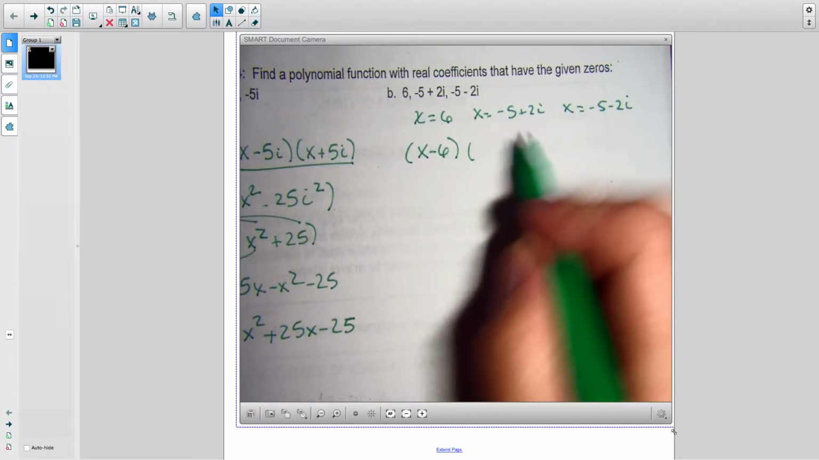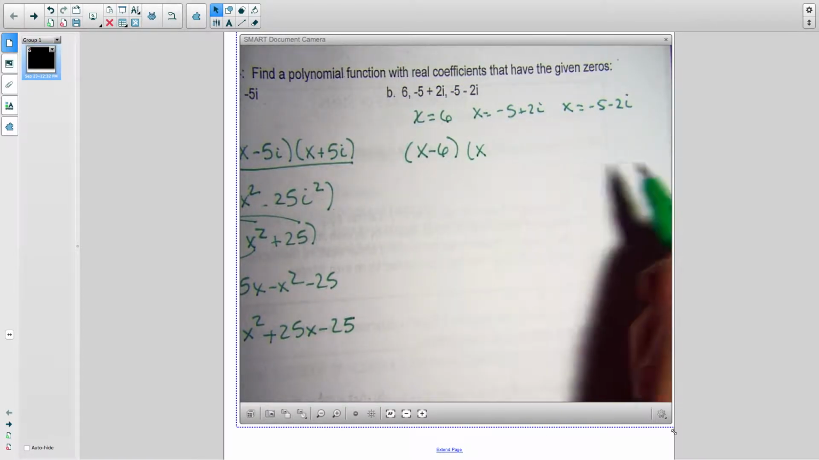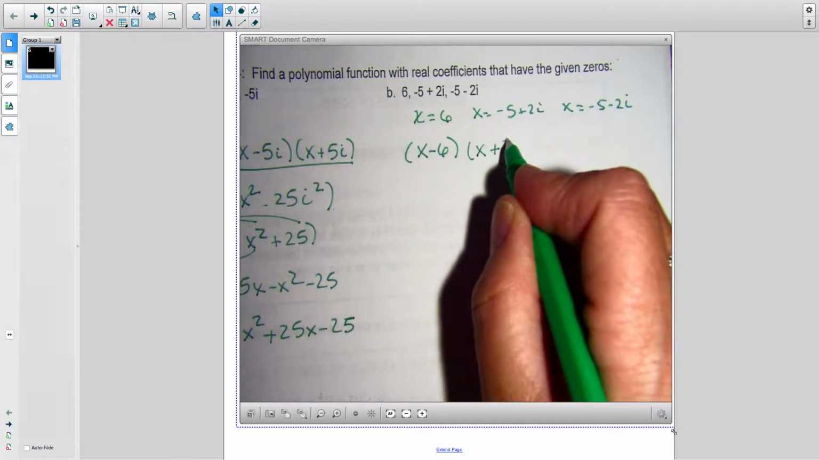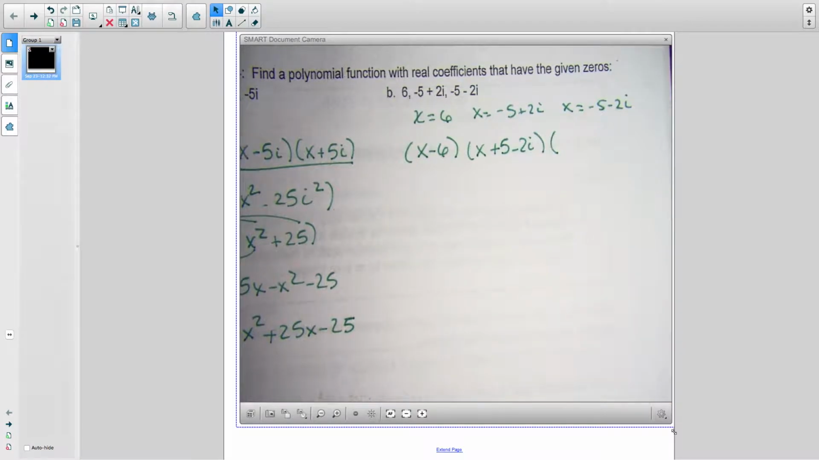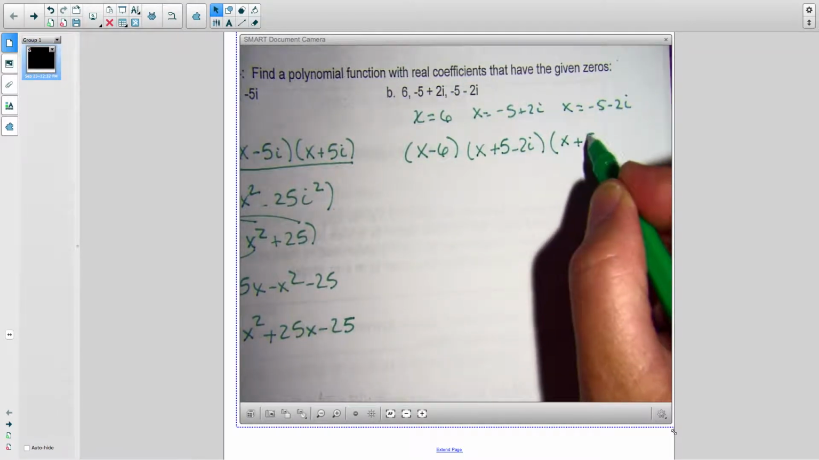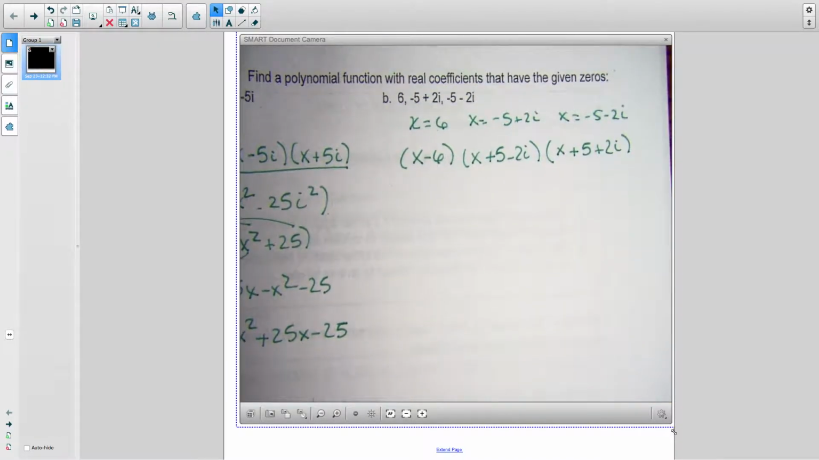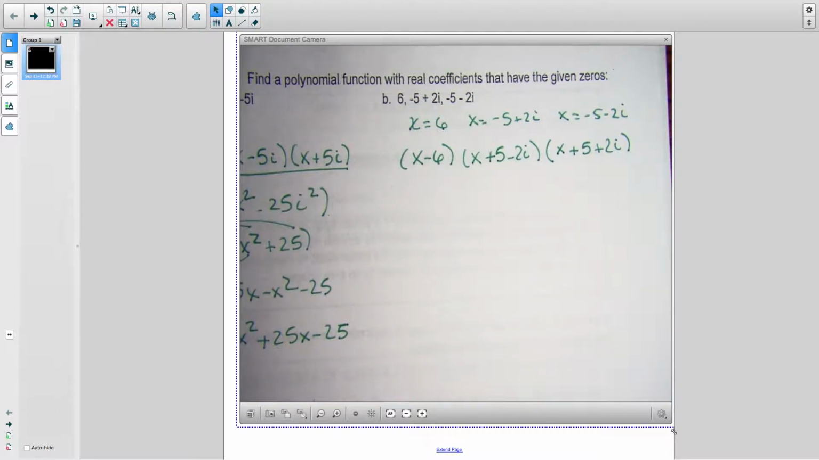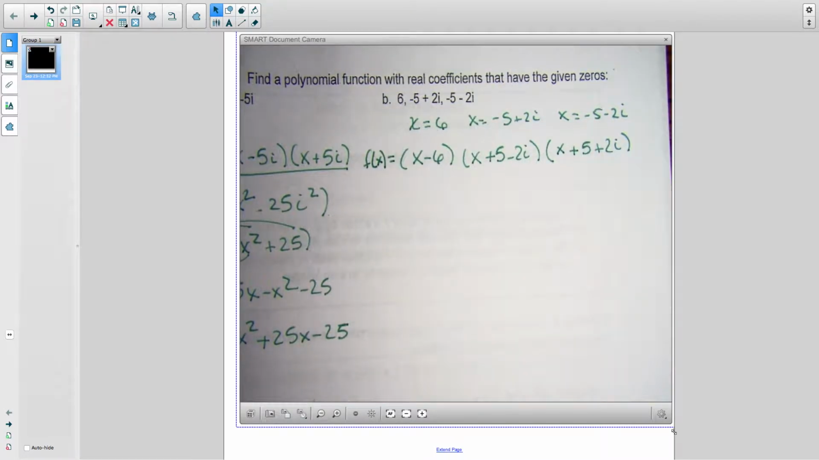What factor did I get here? x, what? Plus 5 minus 2i. And then this will be x plus 5 plus 2i. And f of x equals... we have to multiply it out.